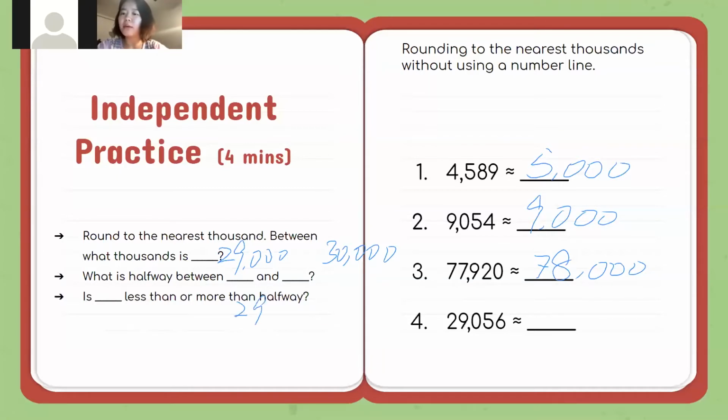Will be 29,500. And is 29,056 less than or more than this halfway point? It will be less than. Okay, and when a number is less than the midpoint, we will round this number down. So the answer for this one will be 29,000. Okay, and that's all for rounding to the nearest thousand place.